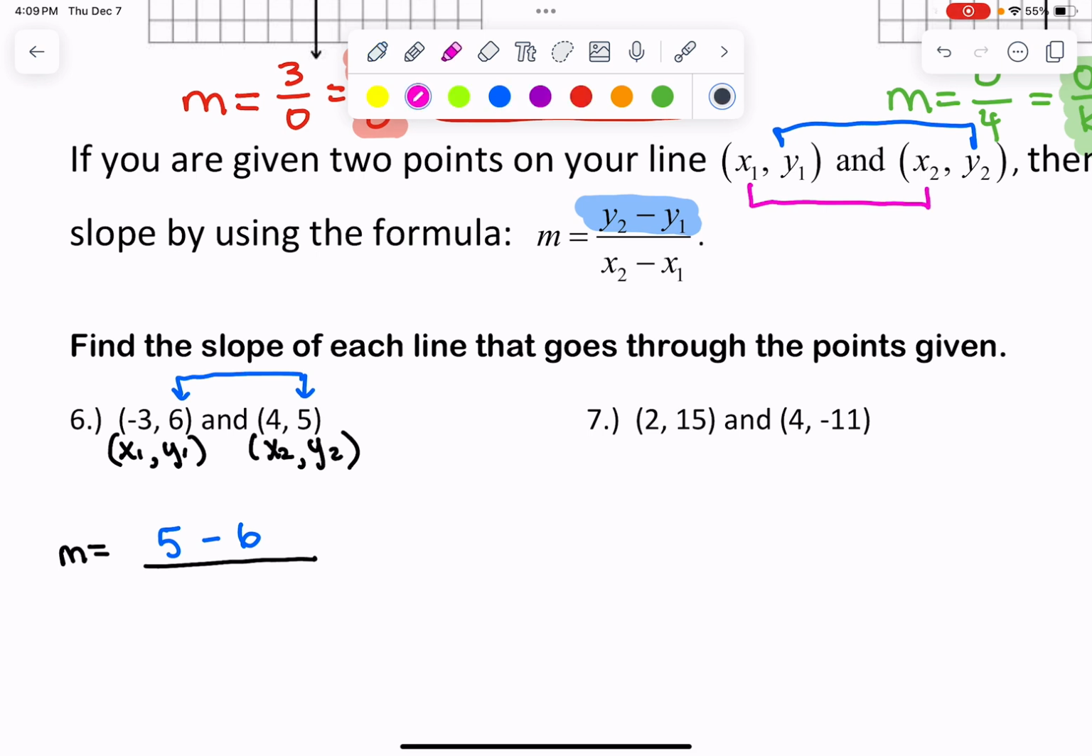And then on the bottom, we're going to put the difference of the x's. So I'm going to take my second x, 4, minus my first x, negative 3. 4 minus a negative 3.